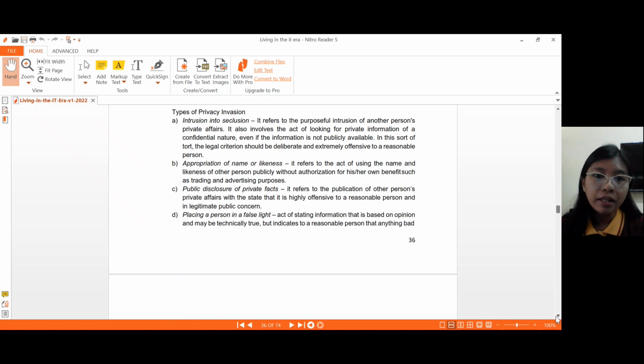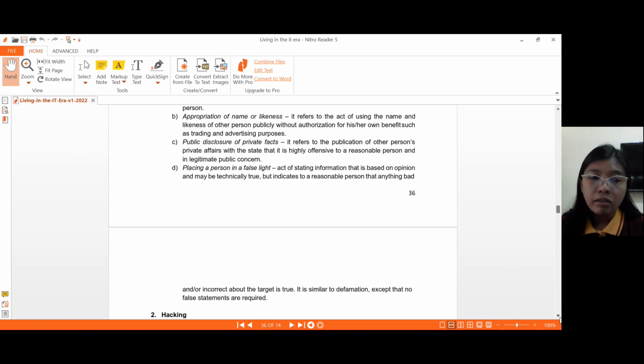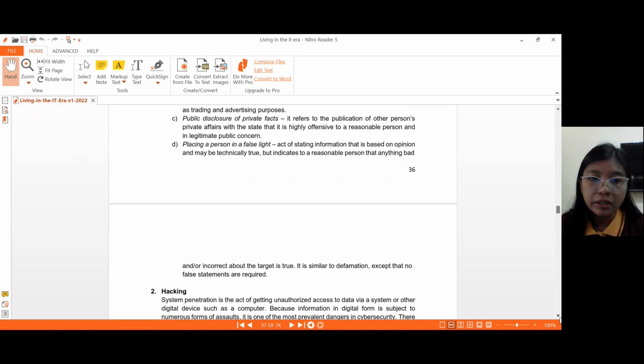Okay, and then last type here of privacy invasion, we are placing a person in a false light. It's the act of stating information that is based on opinion and maybe technically true, but indicates to a reasonable person that anything bad and or incorrect about the target is true. It is similar to defamation, except that no false statements are required.